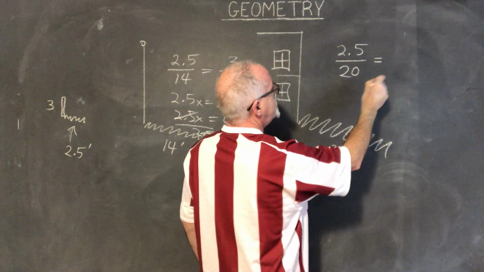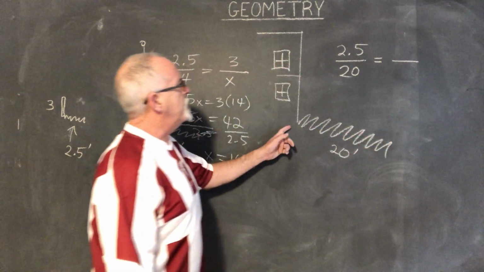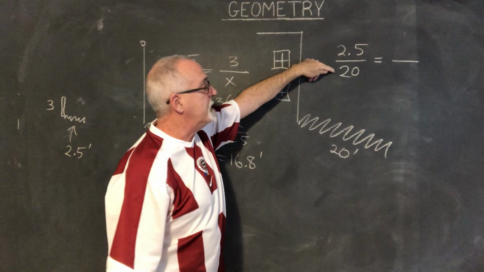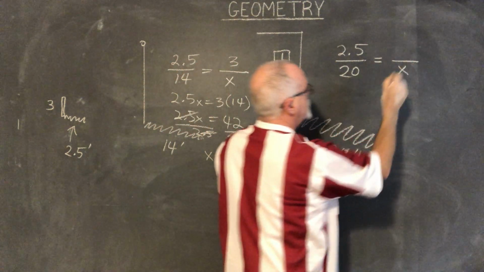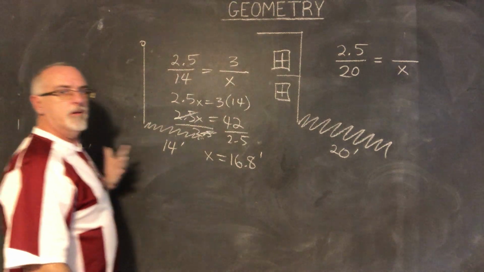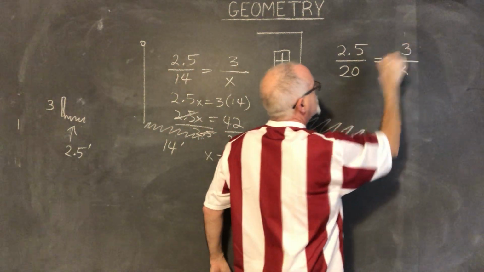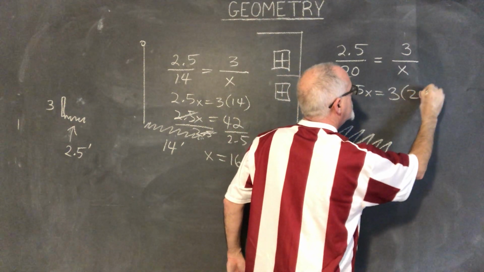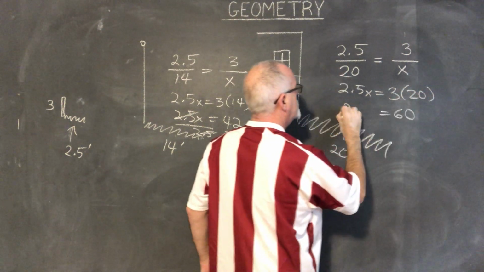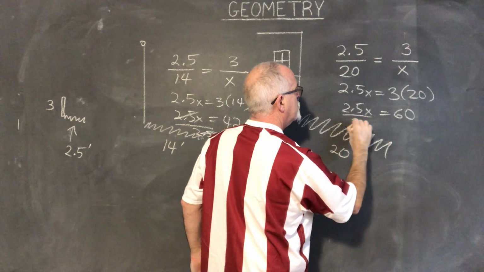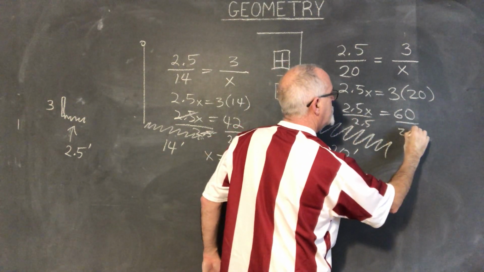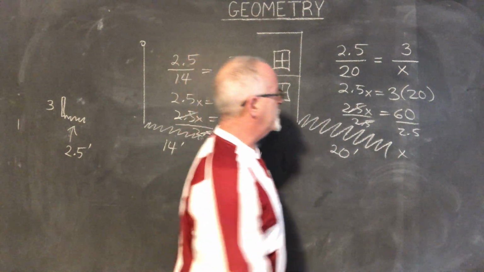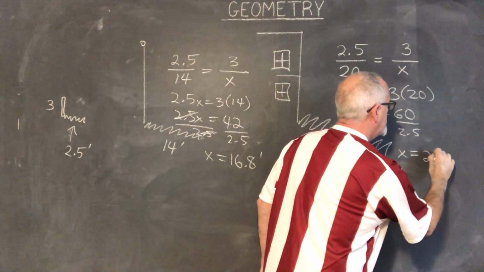Equals, and then I want to know the height of the building. That's the height of the larger object. I have larger on the bottom here again. So the height of the building, my X, is going to go here, and the height of the yardstick is still 3. 2.5x equals 3 times 20, which is 60. Divide both sides by 2.5. Cancel, cancel. 60 divided by 2.5 is going to be 24, isn't it?